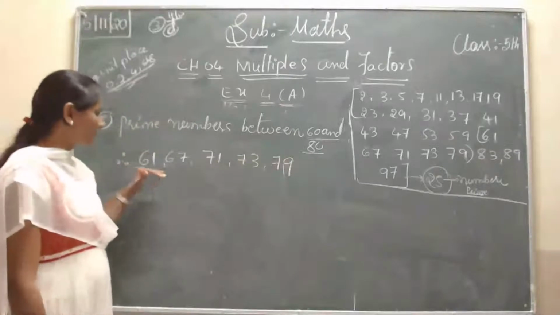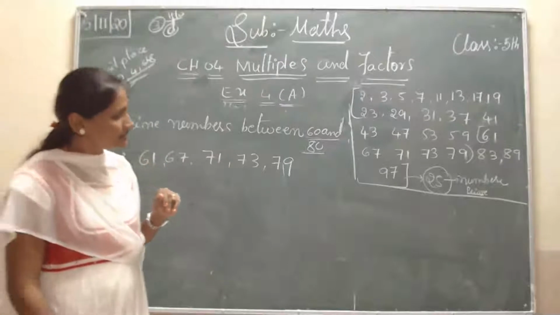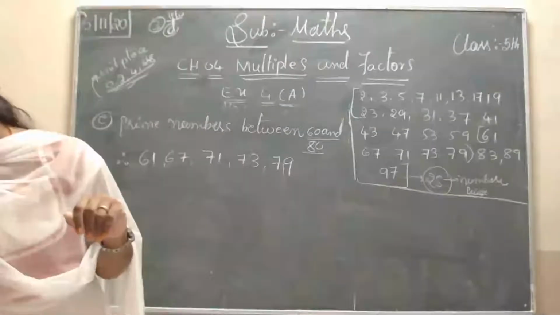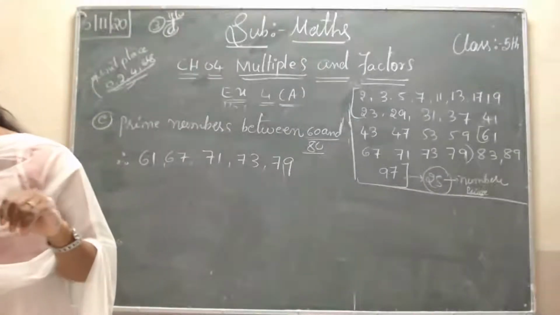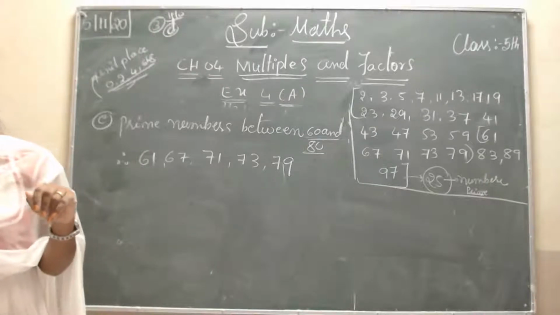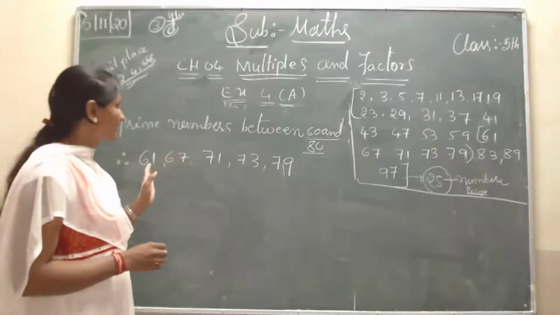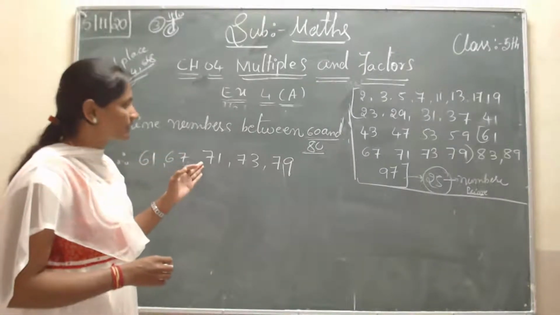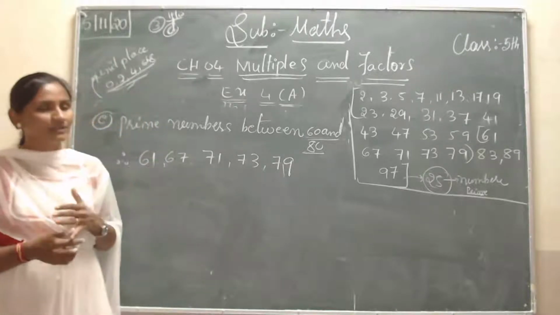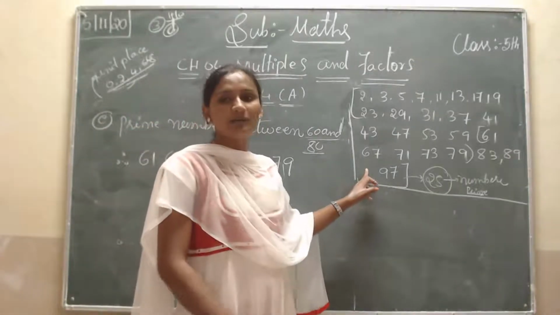So 61, 67, 71, 73 and 79. So these are the prime numbers between 60 and 80. Okay. So the question: the prime numbers between 60 and 80 are 61, 67, 71, 73 and 79. Students can observe, because already I have written all the prime numbers here.